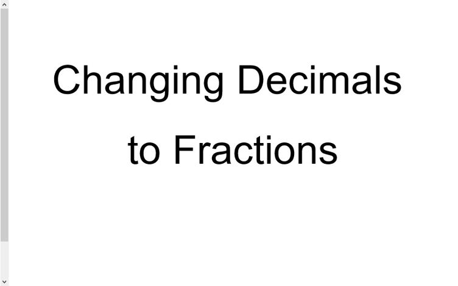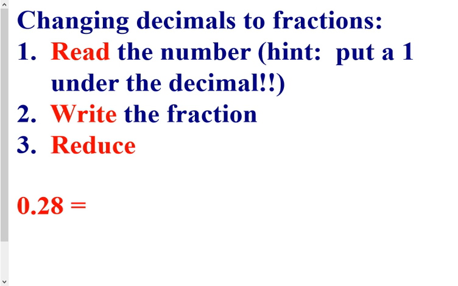All right, the last thing we want to look at is changing decimals to fractions. And I kind of already hinted at what we would do with this. When we want to change a decimal to a fraction, the first thing we need to do is the 3 R's: read, write, reduce. So read the number, and remember the hint of putting a 1 under the decimal to help you. Then write the fraction, and then reduce or simplify.